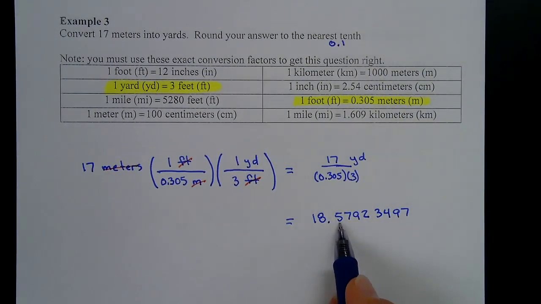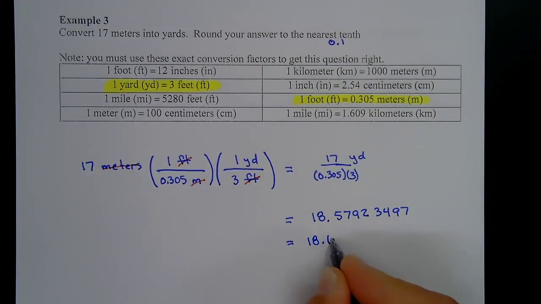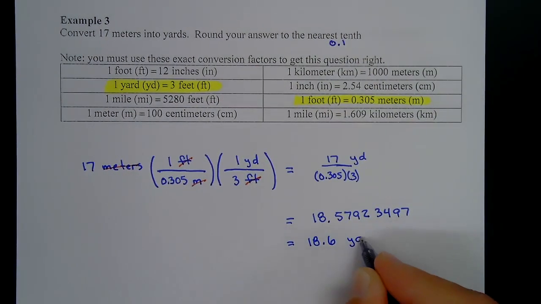That's this one right here. So I need to look at the 7. That 7 is 5 or bigger, so the 5 becomes a 6. So this becomes 18.6 yards. And that 17 meters is 18.6 yards.